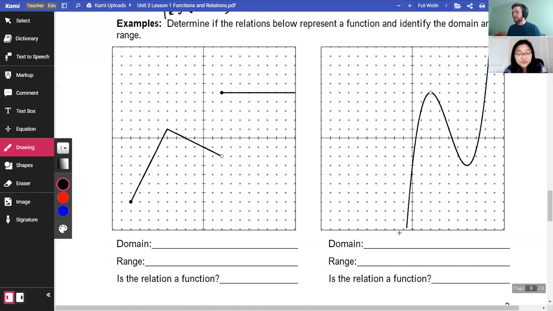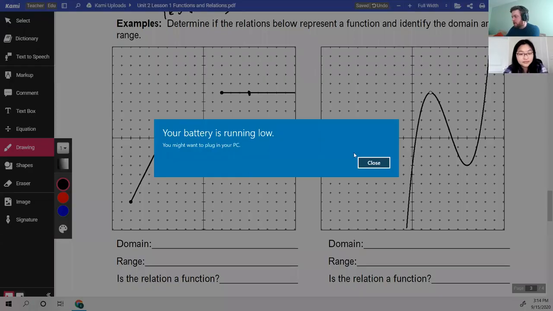Well, a function means that we have a unique output for every input. So if I look at the x value of 5, how many y values are associated with it? Just one. Just one, right?